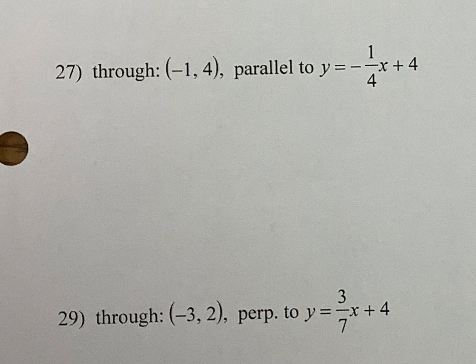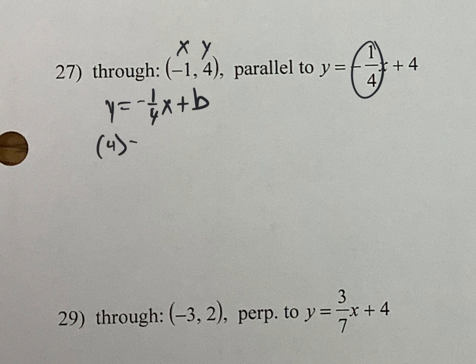Number 27. Again, parallel. There's the slope. Rewrite it. And substitute your x and your y. Y is 4. X is negative 1. And then simplify and solve, please. Okay, so we have 4 equals, negative times a negative is positive, 1/4 times 1 is 1/4.